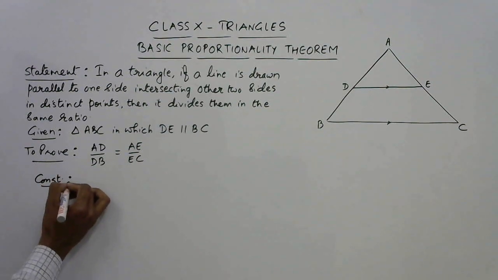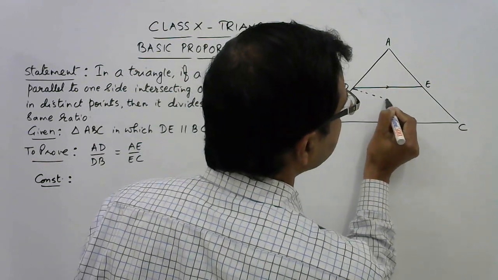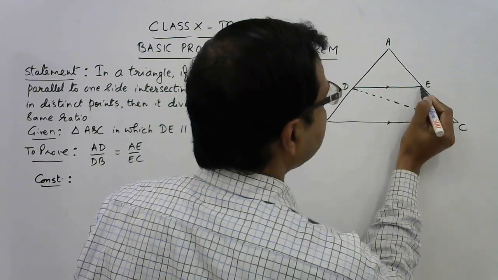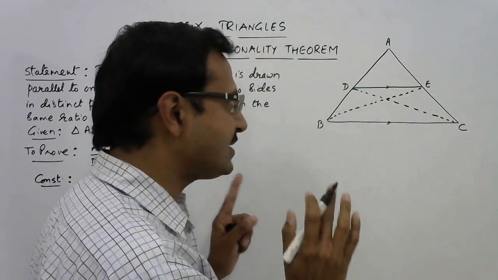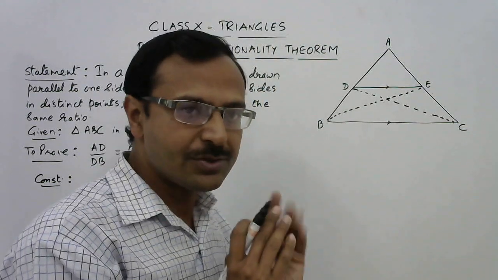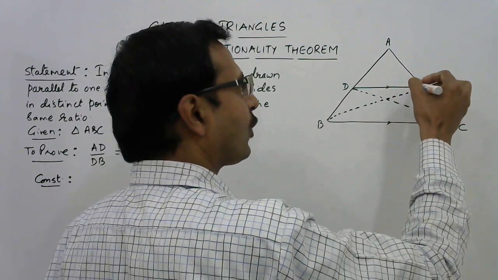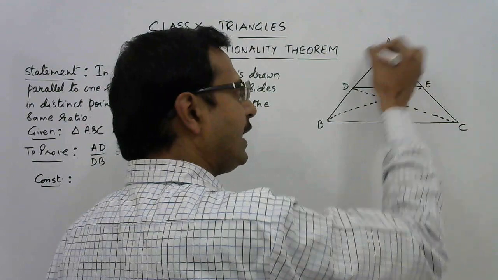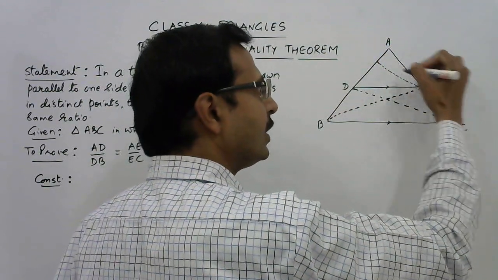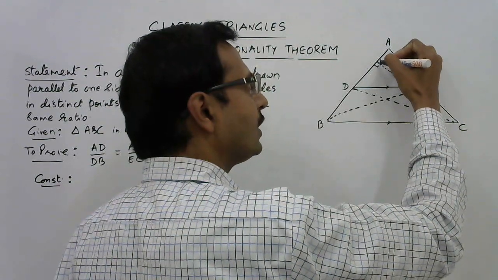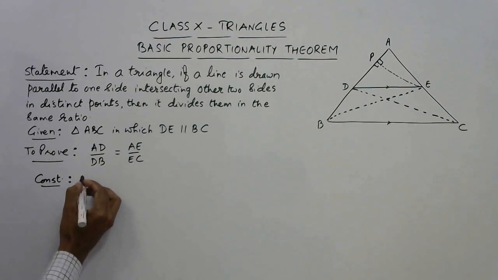Construction. Now for the construction part, we need to join these two, DC and EB. Just remember that whenever you draw helping lines, those lines have to be dotted so as to make out that these are the construction part. And from E we draw a perpendicular on AB. So this is the perpendicular which is drawn from E on AB, and let's call this EP. So let's write the construction.